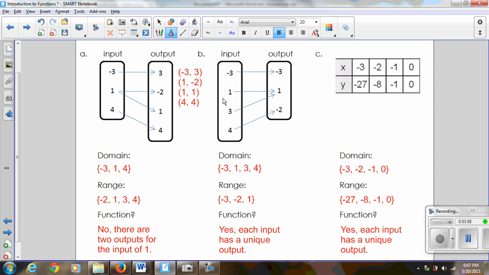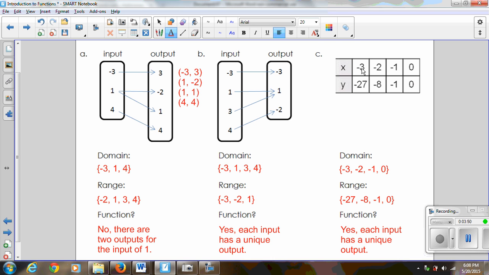In letter B, we've got our input values. This is our domain right here, -3, 1, 3, and 4. And again, I keep it in numerical order. The output, -3, 1, and -2. Now in this case, each of my x's, or each of my input values, has its own output value. Notice that 1 and 3 both map onto an output value of 1. That's okay. That's allowed because the 1, as my input, has a unique output of 1, and 3 also has a unique output of 1. That was different in letter A. The input value of 1 did not have a unique output. It had 2. It had a -2 and 1. So example B is a function.